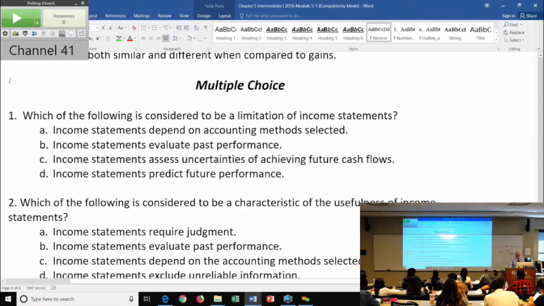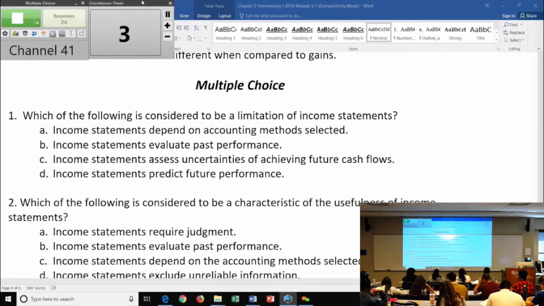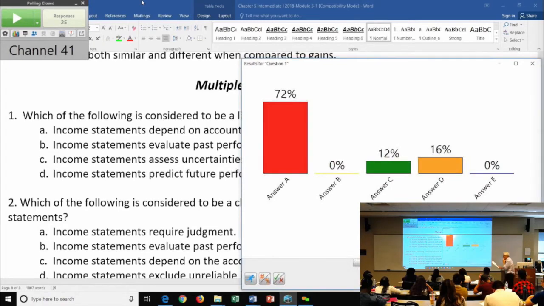All right, number 1, multiple choice. Limitation of the income statement. I'll give you a chance to get those out. Try number 1. So yes, A is correct.